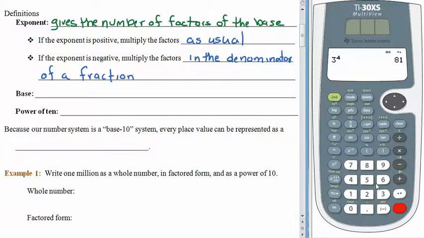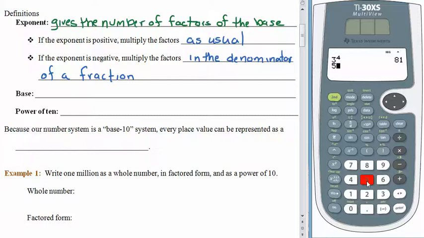So let's say, for example, we had 5 raised to the negative 2 power. Now imagine this for a second. 5 times 5 is 25. So now we're going to put the 5 times 5 in the denominator of a fraction. We should end up with 1/25. There we go. That's how a negative exponent works. It just tells you that you want to put the appropriate number of factors in the denominator.